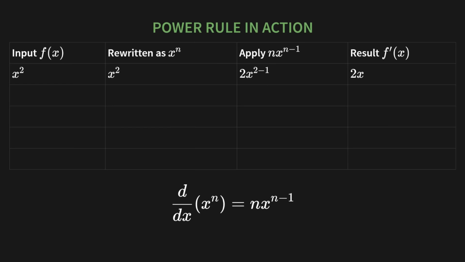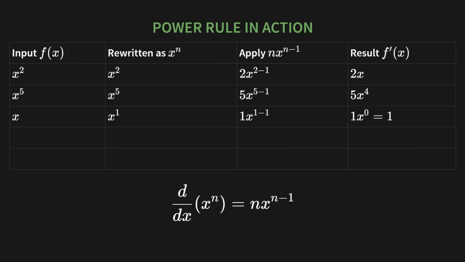The result? 2x. Simple. Next one, x to the 5th. Same process. The 5 comes down in front, giving us 5 times x to the 5 minus 1 power. The result is 5x to the 4th. You're getting the hang of it. Okay, what about just x? Well, remember that x is really x to the 1st power, so the 1 comes down. 1 times x to the 1 minus 1 power. And x to the 0 power is just 1, so the derivative is 1.